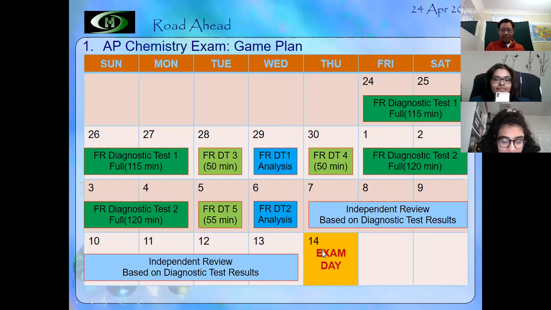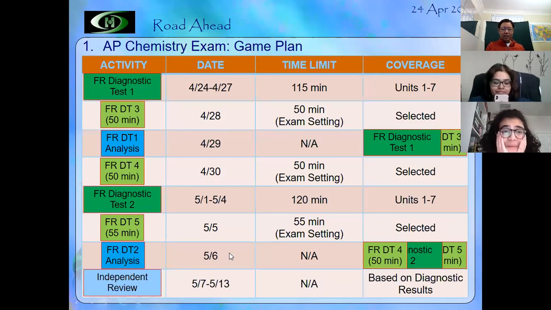That's leading up to the exams. So that's the game plan. Okay? So again, just to summarize, this is how the schedule is going to go. This is more chronological in order. Okay, so this is the timeline for it, and these are the time limits set. The free response analysis would cover this diagnostic test, obviously the ones that came before it. Okay.